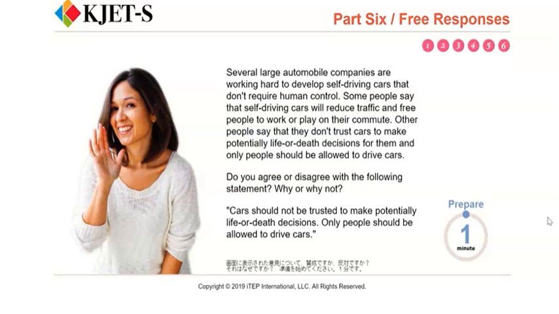Do you agree or disagree with the following statement? Why or why not? Cars should not be trusted to make potentially life or death decisions. Only people should be allowed to drive cars. Please begin your preparation. You have 1 minute.